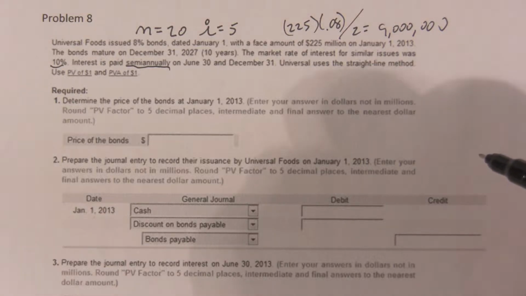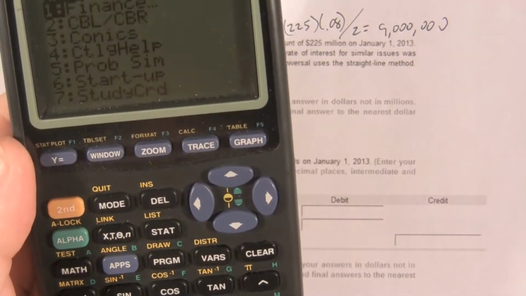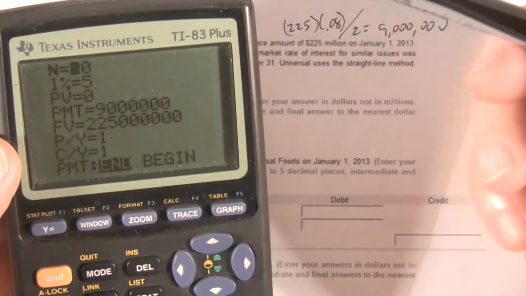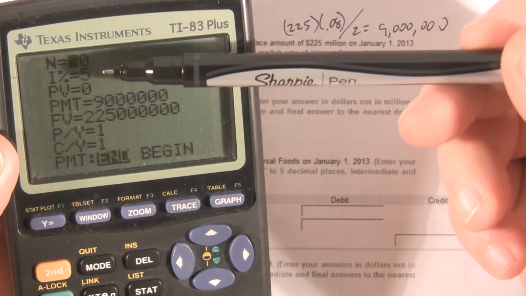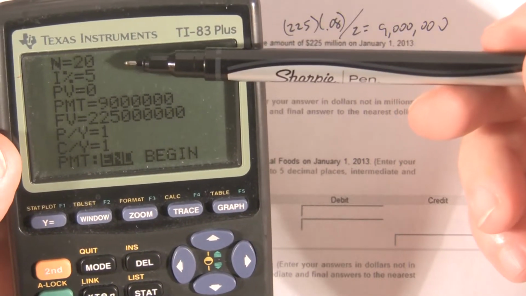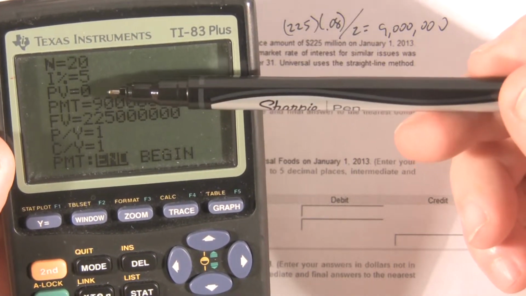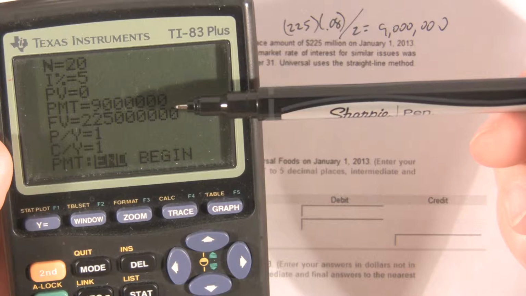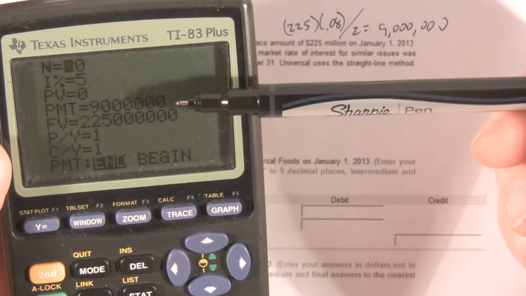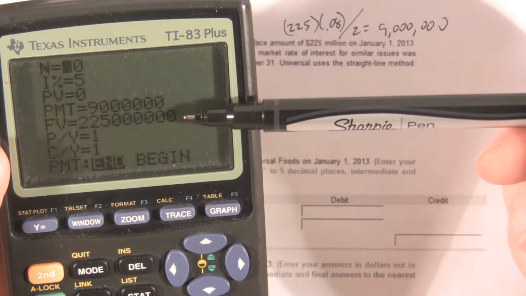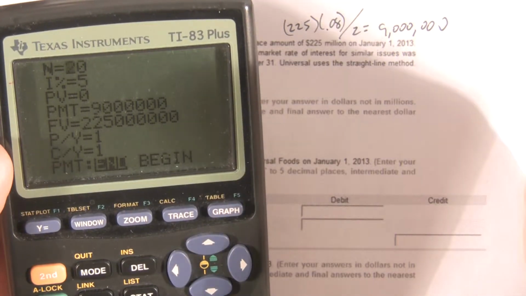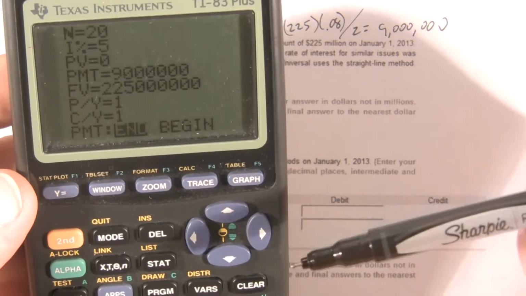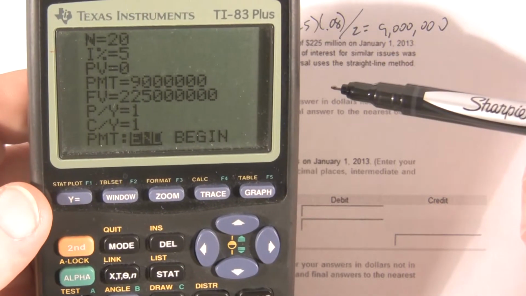Okay, so I've already put those numbers in. So we have our number of periods, our interest rate, present value is 0 because that's what we're looking for. The payment is $900,000, or I'm sorry, 9 million twice a year. And at the end, it's going to be worth $225 million. One payment a year, one coupon a year, always just leave that at 1. And the payments are at the end of each period because that's the way bonds pay.